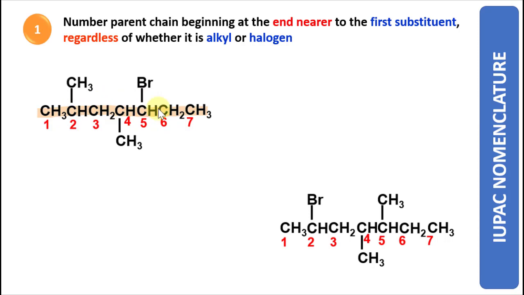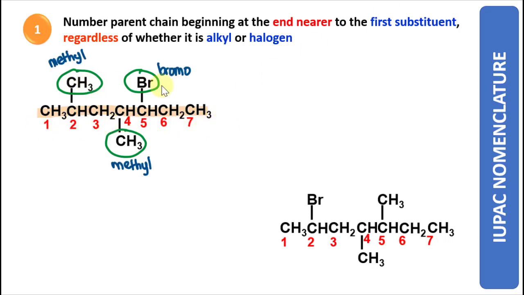To number the parent chain, we begin at the end nearer to the first substituent, regardless of whether it is alkyl or halogen. For this example, the alkyl group is the methyl group, and we have 3 substituents. The first substituent is found at the second carbon, so this is the lowest number. That's why we number our parent chain from left to right. We have two identical substituents, the methyl, on the second and fourth carbon. And on the fifth carbon, we have the bromo.